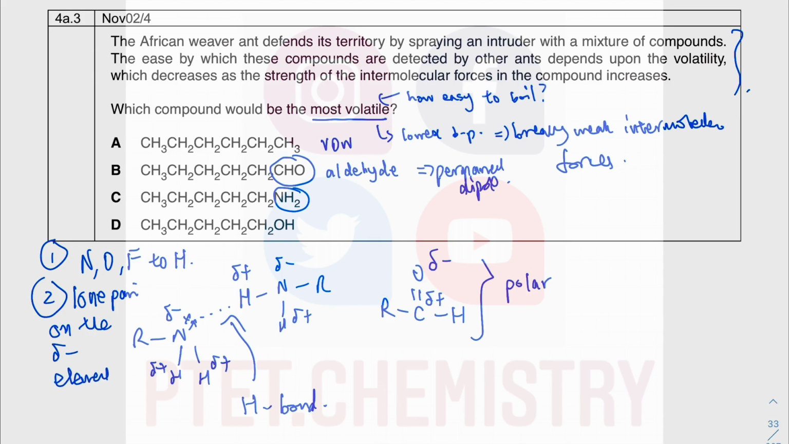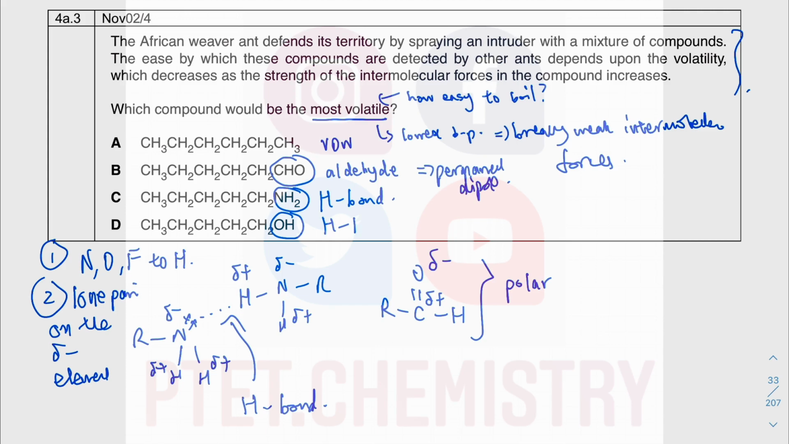Notice how I actually drew out the lone pair on the electronegative element, because you cannot form hydrogen bond if this lone pair is not available on the electronegative element. That's your second condition as part of the definition of a hydrogen bond. So here you can form the really strong hydrogen bond. Immediately you can tell this one is going to have the highest boiling point, but not really.